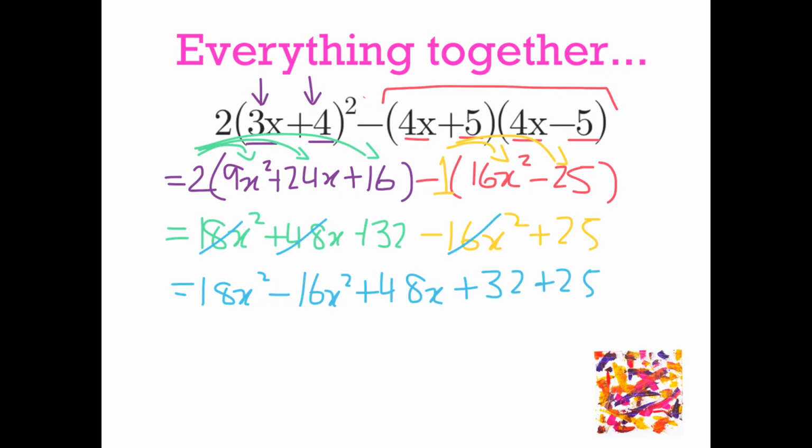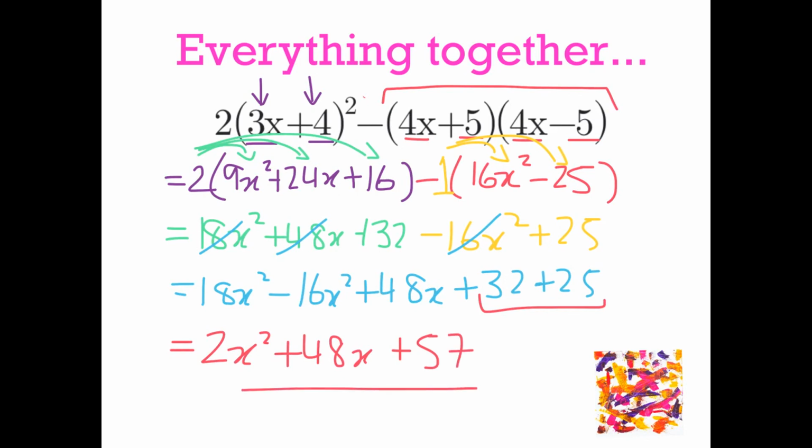Okay, let's go back to this one right here. 18x squared minus 16x squared is 2x squared. Can't do anything with the 48x. Keep that as is. And then the last two terms, 32 plus 25, is going to give us 57. And that's the end of that question.